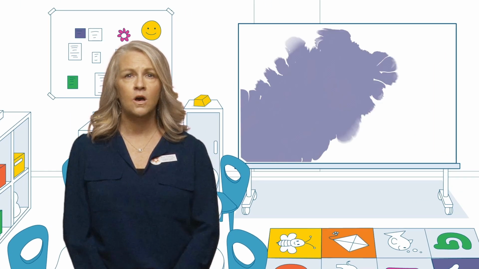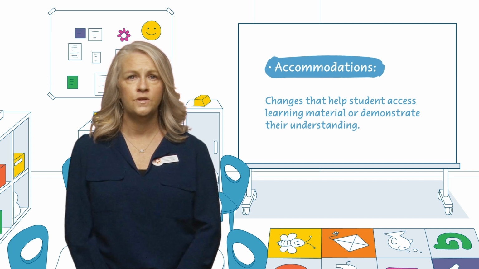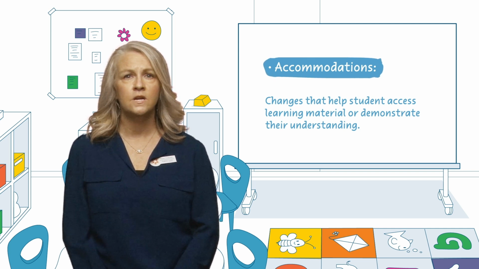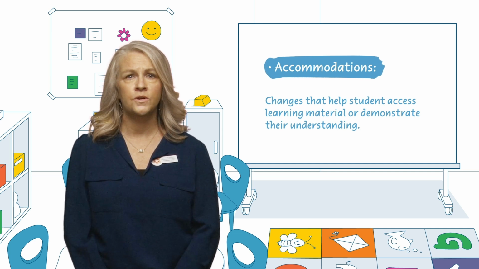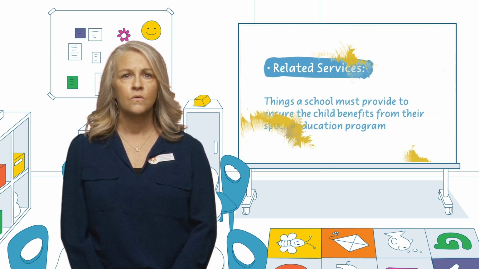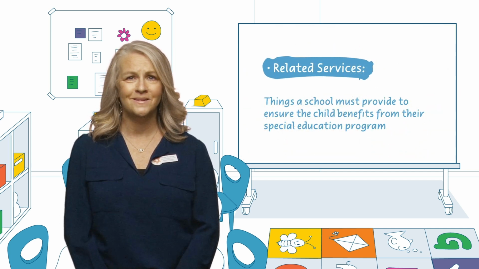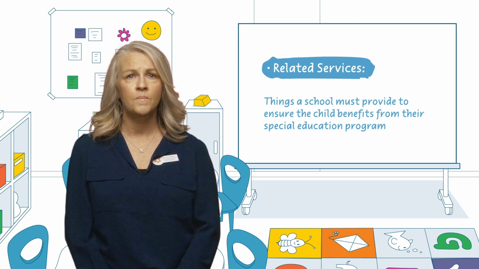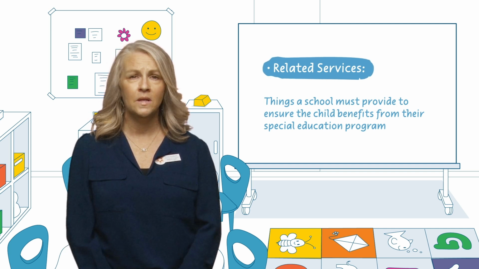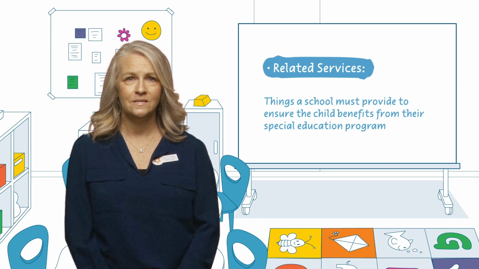The IEP will specify any accommodations or related services the student needs. Accommodations are changes to help the student access learning or demonstrate that they have learned. An accommodation in the classroom might include ensuring the student has extended time to take any quizzes or tests. Related services are those things a school must provide to ensure the child benefits from their special education program. This could be language therapy, psychological services, mobility, or transportation services.